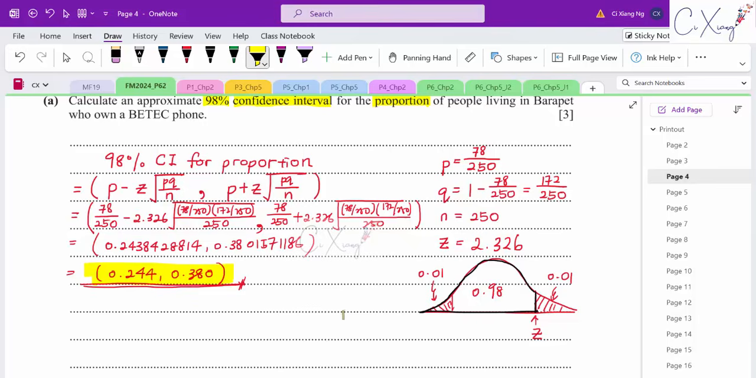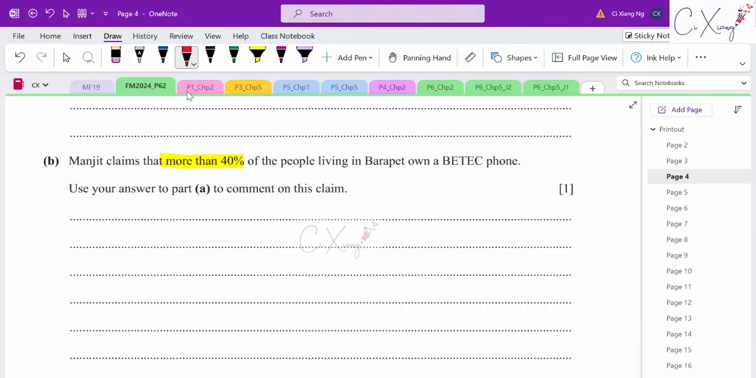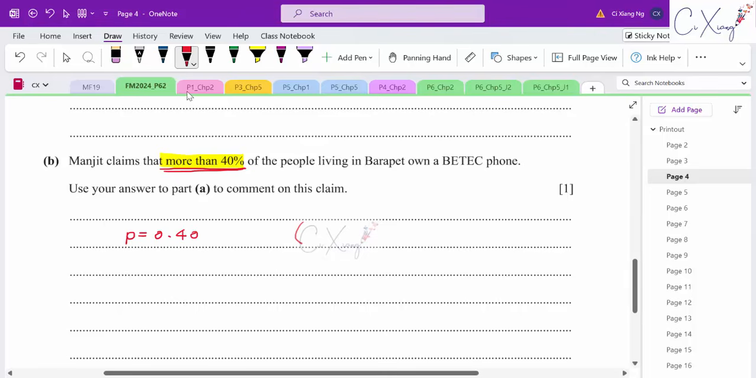Right, then let's continue further to part number B. So there's one guy, Manjit, who claims that more than 40% of the people living in Barabat own a Bertec phone. So the keyword here is more than. Then they want us to use the answer in part A to comment on this claim. So first of all, we want to know whether the population proportion should be more than 40% or not. To check, I will take the proportion 0.40, 40% is 0.40, and I want to compare it with my confidence interval.